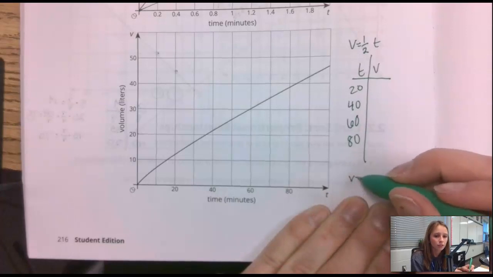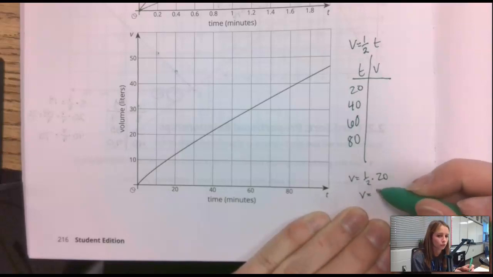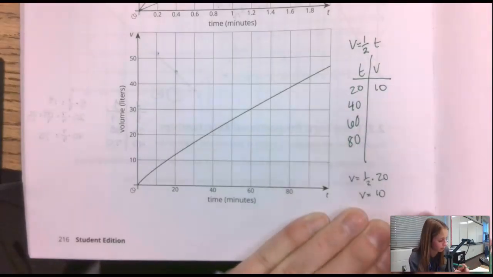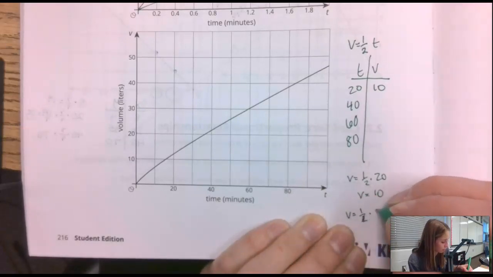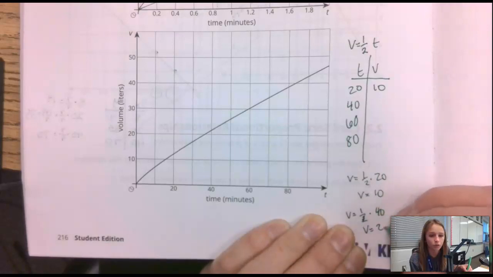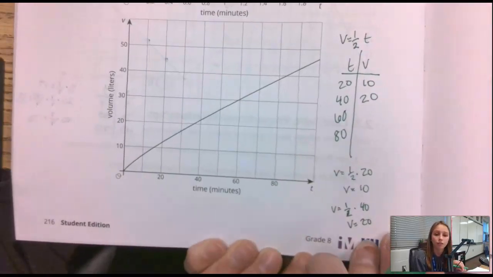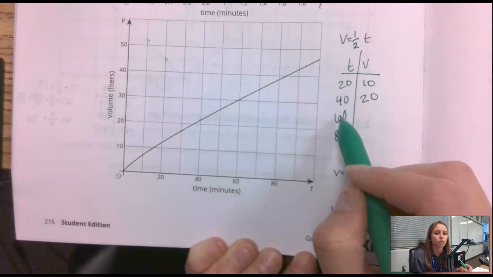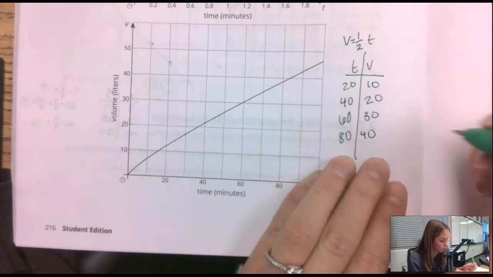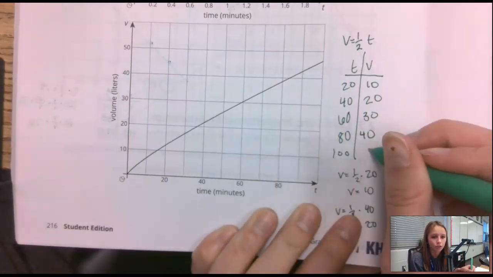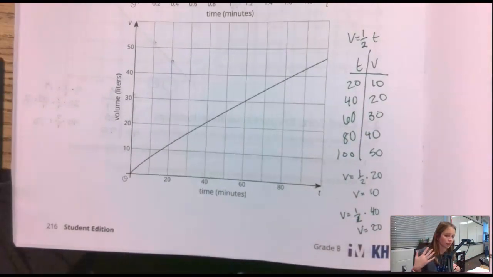So V equals 1/2 times 20, so V would then equal 10. So this would be 10 there. We'll continue that pattern. So V equals 1/2 times 40, so V then equals 20. So you can continue to write that equation out and fill it in, or you can just see that each of these numbers are taking our original and dividing it by 2. So then this would be 30, this would be 40. You can even add one more at 100. Half of 100 is 50. So now we at least have that information, okay?